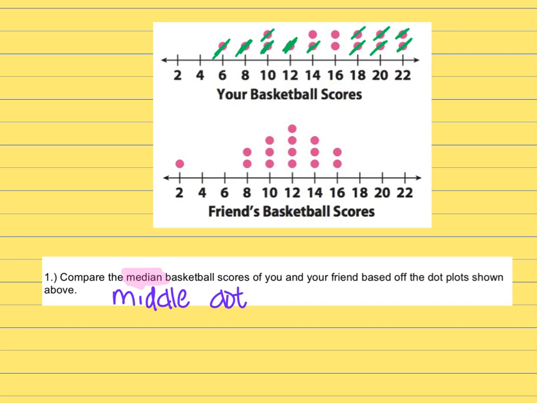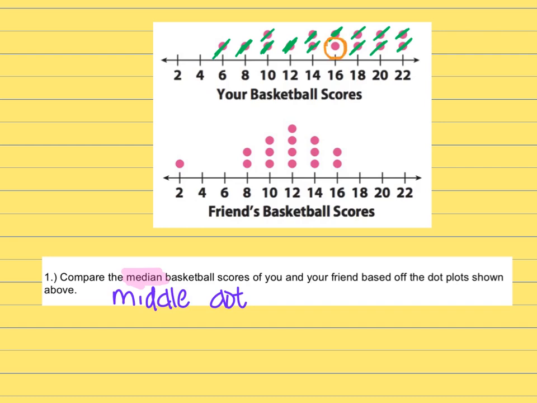And let me double check on this. 1, 2, 3, 4, 5, 6. So I still need to cross off two dots. You should have the same amount of dots crossed off on both sides. Whoops, that was the wrong one to cross off. It really didn't matter because it was the same number, but still.